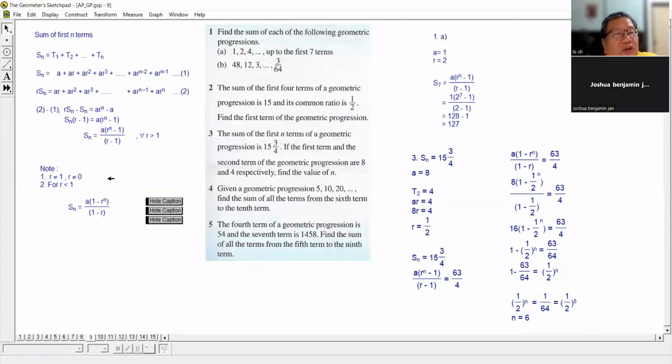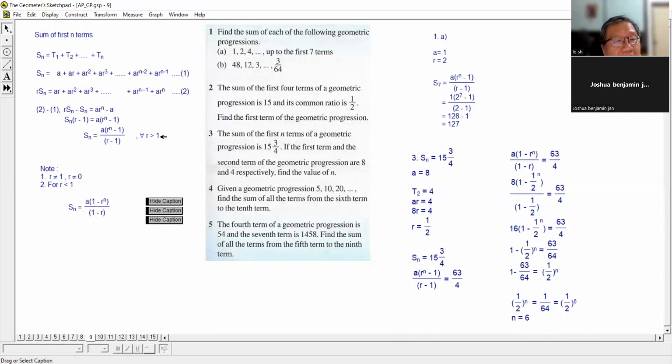So which formula do I write down? The first formula or the second formula? Right. To know whether it's the first or second formula, you write down here A is 1. Then what is the R? R is 2 over 1. 2 divided by 1 is 2. So the R is 2.